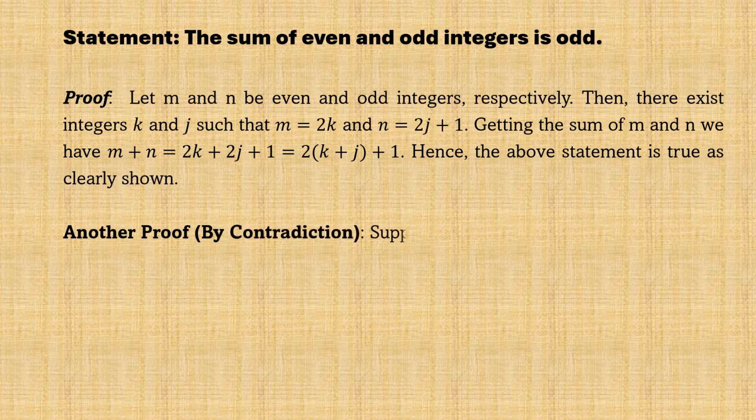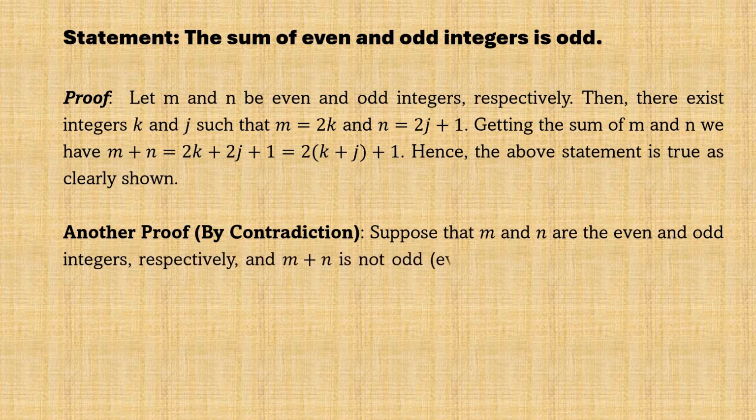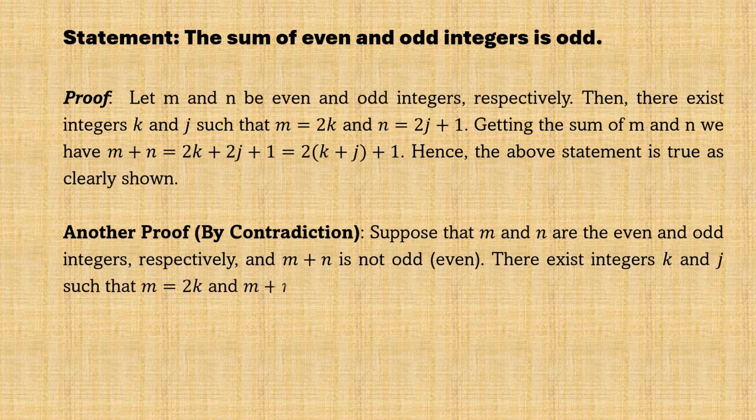Since 2k and 2j have a common factor of 2, we have 2 times the quantity k plus j, plus 1. Hence, whenever we add an even integer and an odd integer, the sum would be odd.